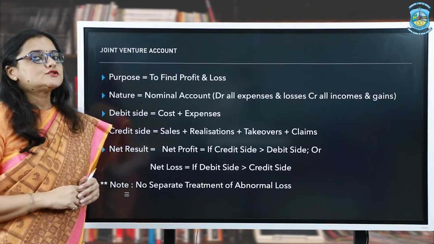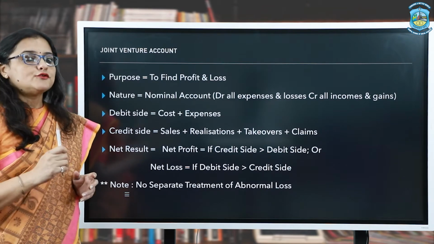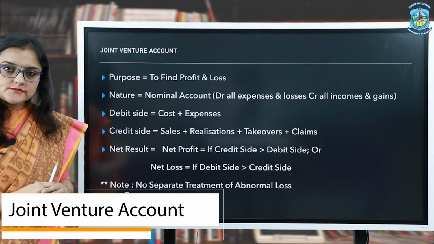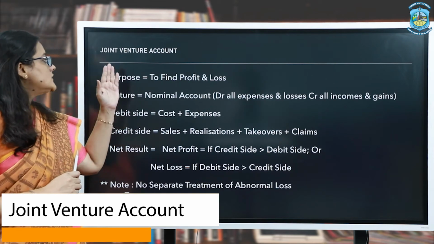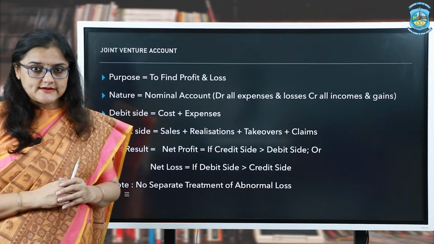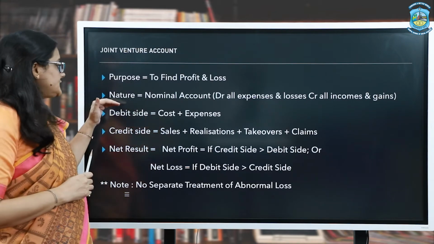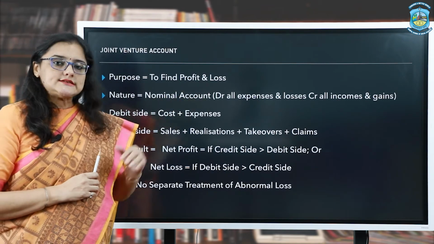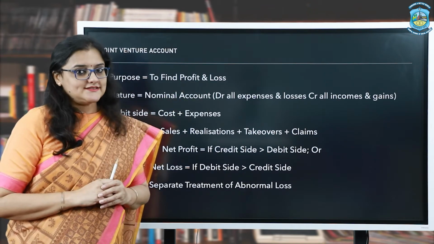Let's take a closer look at the accounts that we are going to maintain for the joint venture under separate set of books. So the first account is joint venture account. The joint venture account is prepared to find out the profit and loss of the joint venture. For this, the nature of account is a nominal account. That means debit all losses and expenses, credit all incomes and gains.